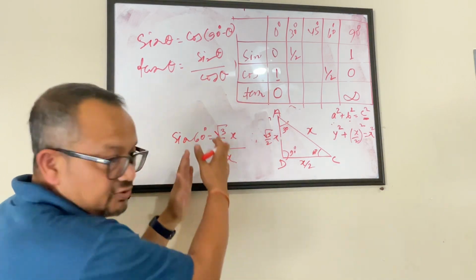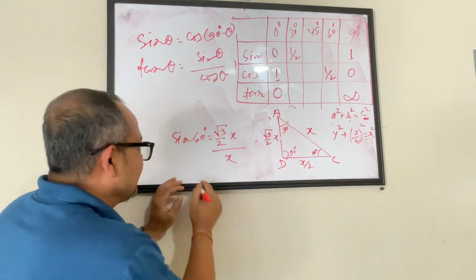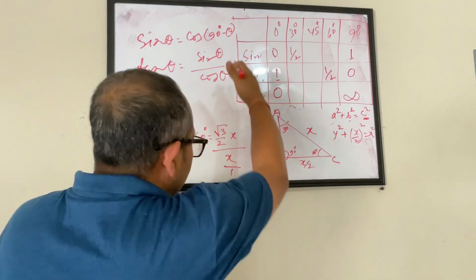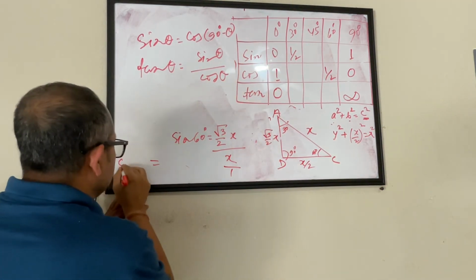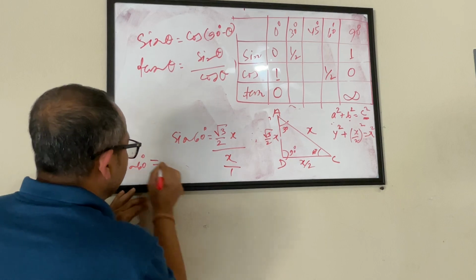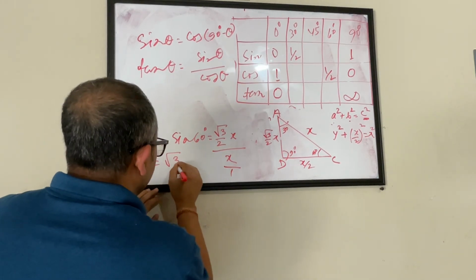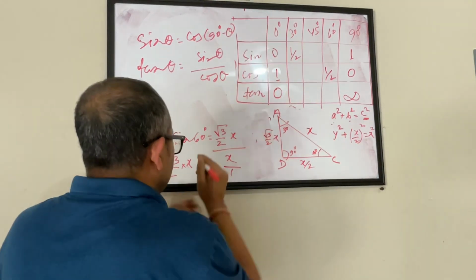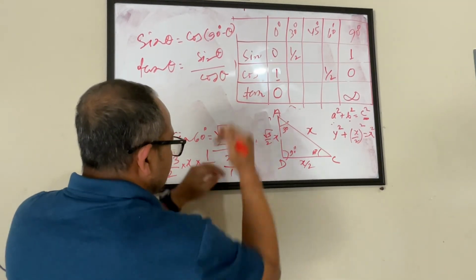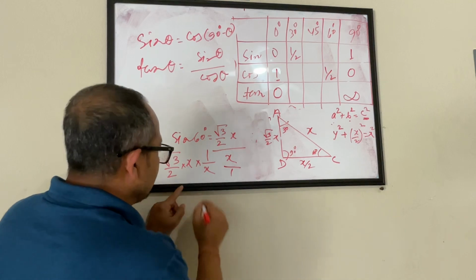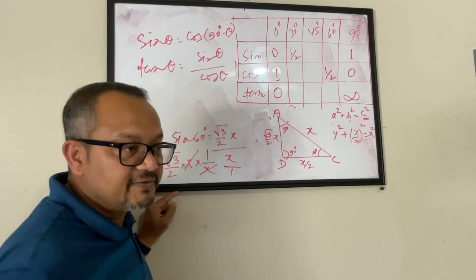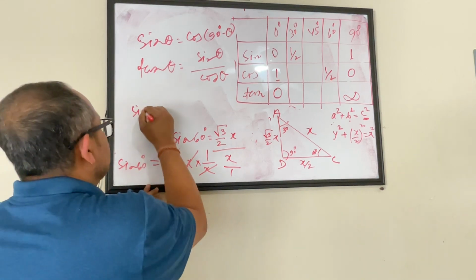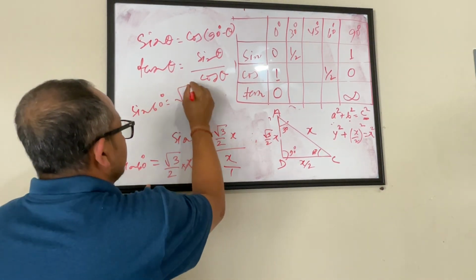And I believe you guys know about this, right? I can write this x as x by 1 and this whole thing will flip. So sine 60 degrees will be equal to root 3 by 2 into x, and this whole thing flips. So 1 goes up, x comes down. This x and this x will be cancelled out. That just means sine of 60 degrees equals root 3 by 2.